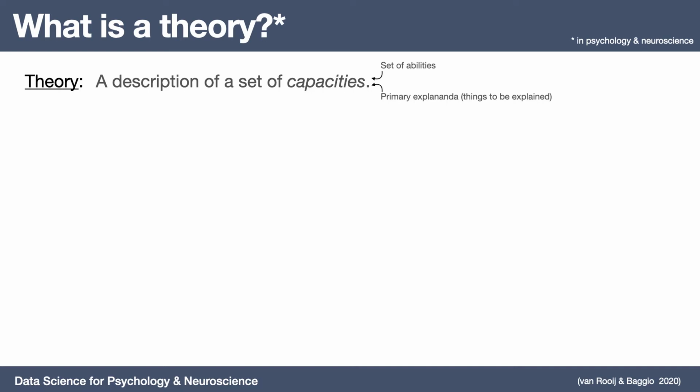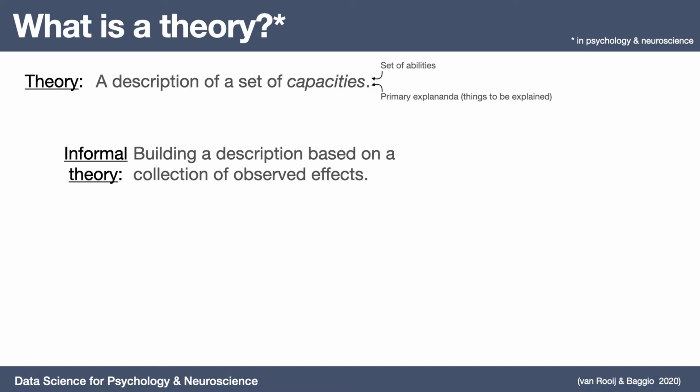Now, there are two forms of theories, or two classes of theories, that are commonly seen in psychology and to some degree neuroscience as well. There are informal theories, which involve building a description based on a collection of observed effects. So these can be thought of as very classic psychological theories like psychodynamics. And a lot of times these theories are really ways of trying to assemble things that you've observed first and then figure out a way to explain them.